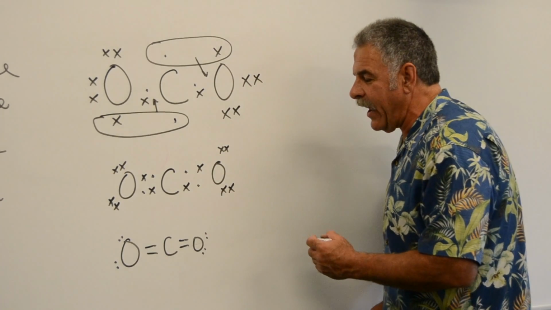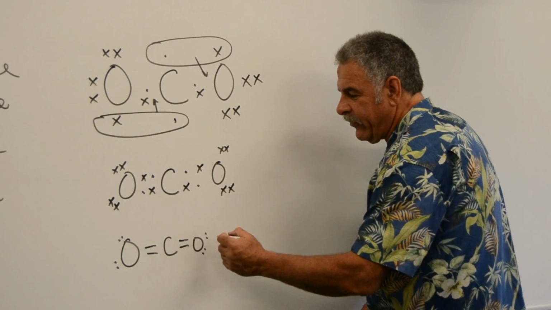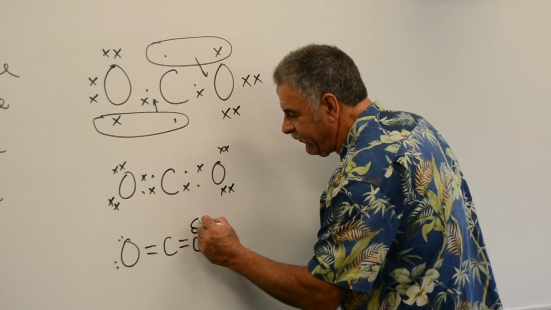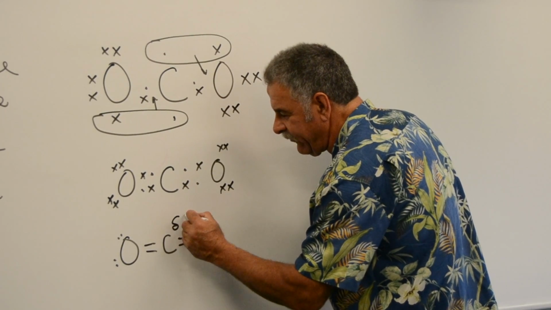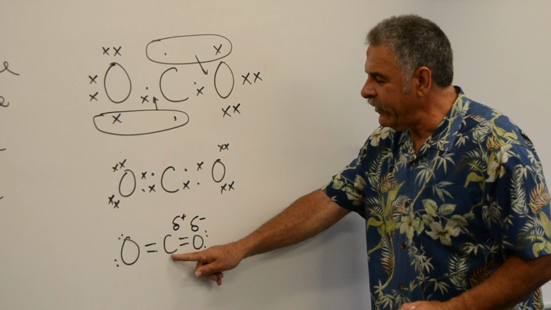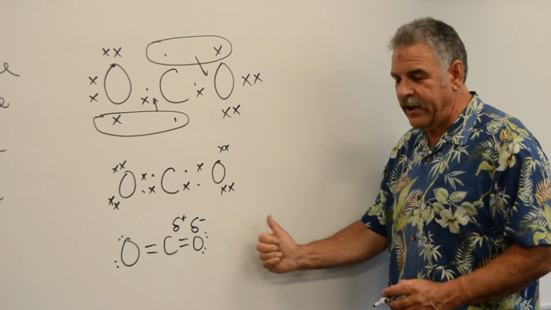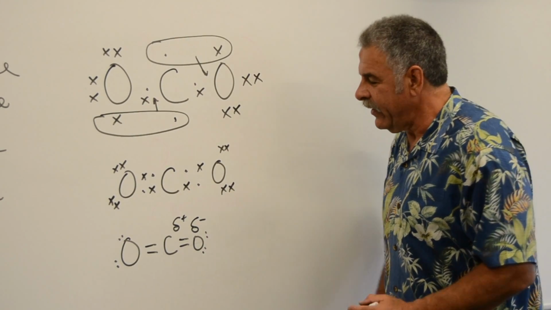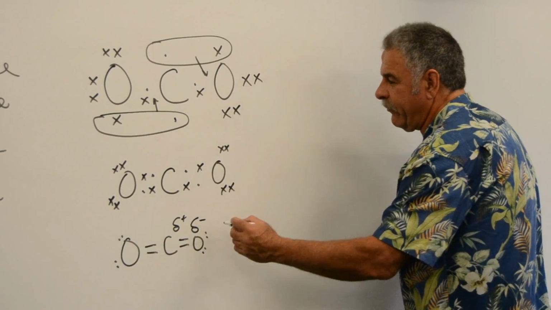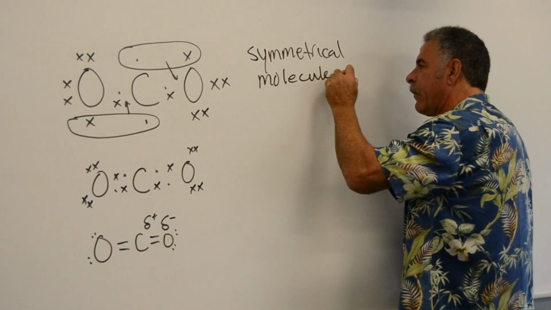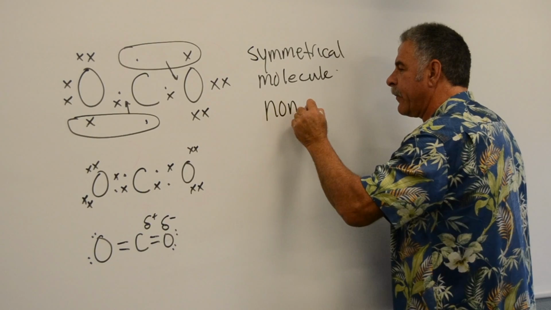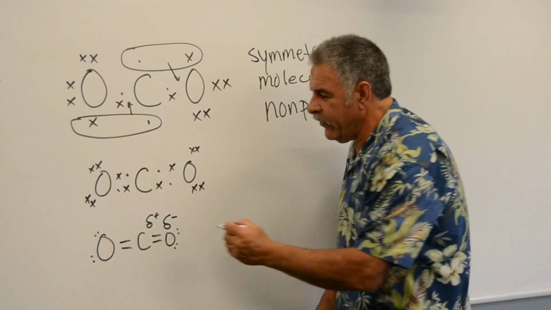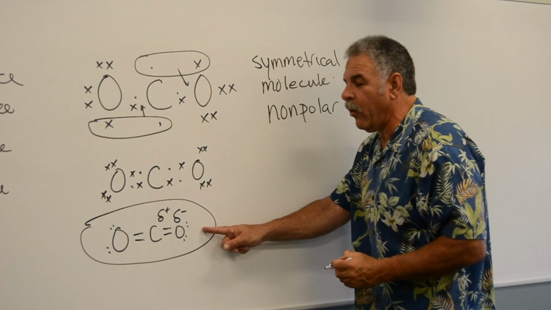However, now we can look at the structure of the molecule, and we can add our electronegativity differences, delta minus and delta plus, right? The slightly positive charge on carbon because most of the electron density is brought to the outside of the oxygen because it's more electronegative. Because this is a symmetrical molecule, it's nonpolar. The whole molecule itself, the entire molecule, is nonpolar.